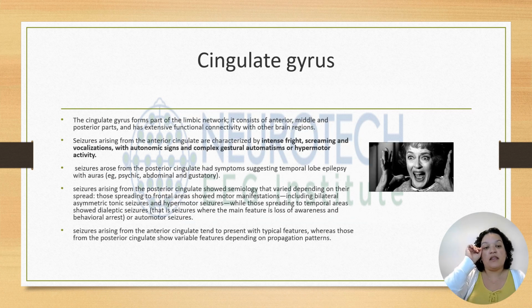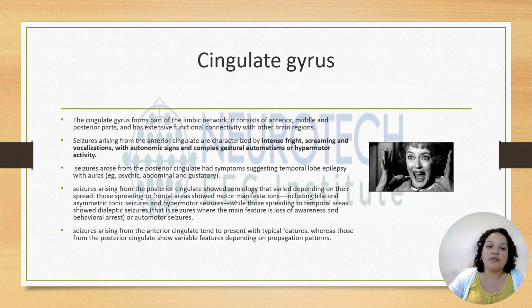And then an important thing that I want to mention about the cingulate gyrus, you already know that it's part of the limbic system, and it consists of anterior, middle, and posterior parts, and has extensive functional connectivity with other brain regions, mostly with the frontal lobe. So the seizures arising from the anterior cingulate are characterized by intense fright, like this lady right here, screaming and vocalizations, and autonomic signs and complex gestural automatisms or hypermotor activity. So it could be related to temporal or to frontal.